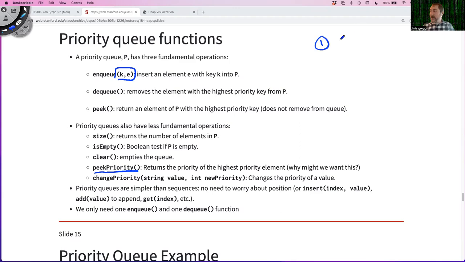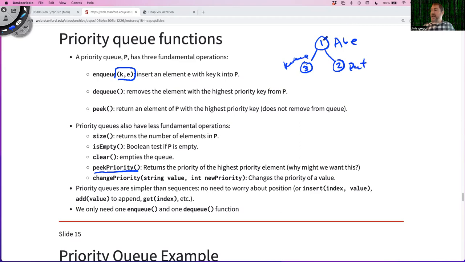Like, let's say priority one is, I don't know, Abe. And priority two is somebody else. Let's say the next one we put in was priority three. Priority three was like Catherine or something like that. And priority four was Pat or whatever.